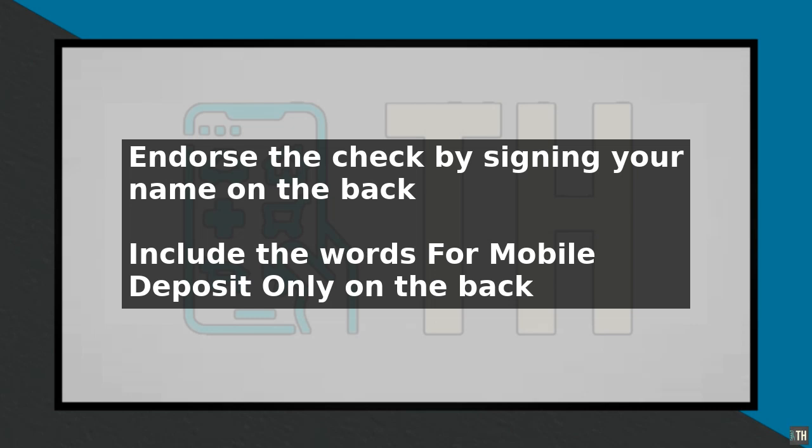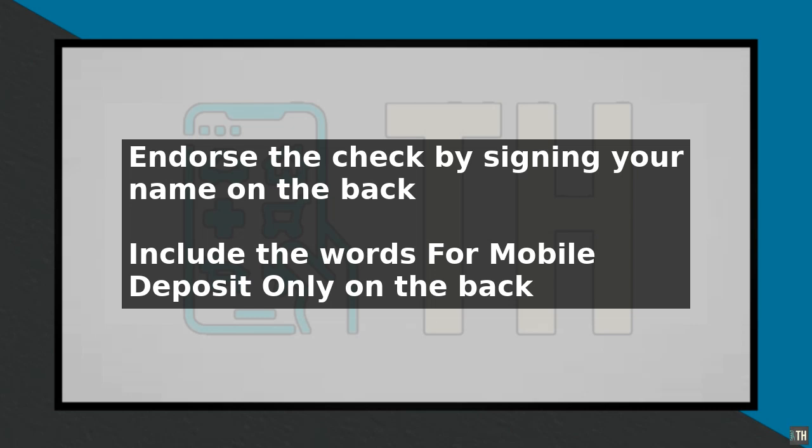Enter the amount of the check, making sure it matches the amount written on the check. Review the deposit details to ensure everything is correct, including the account number and check amount. Finally, select the option to submit the deposit. You will receive a confirmation message indicating that the deposit has been successfully submitted.